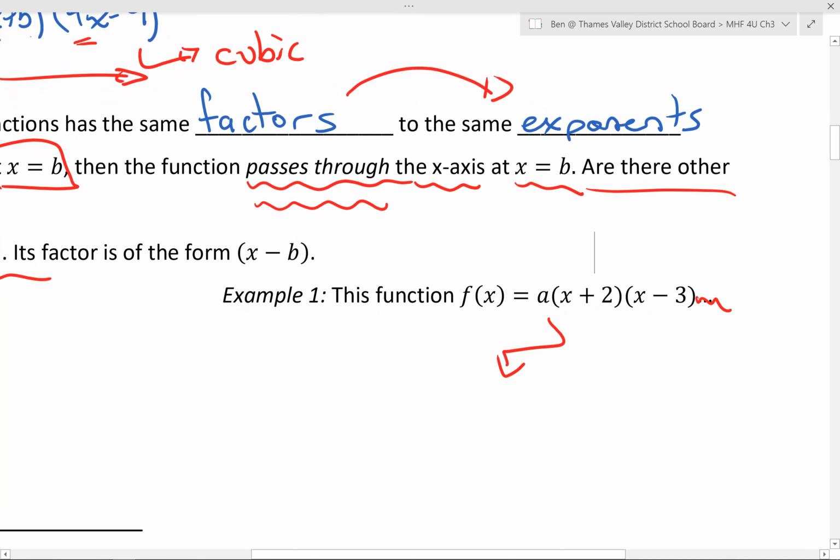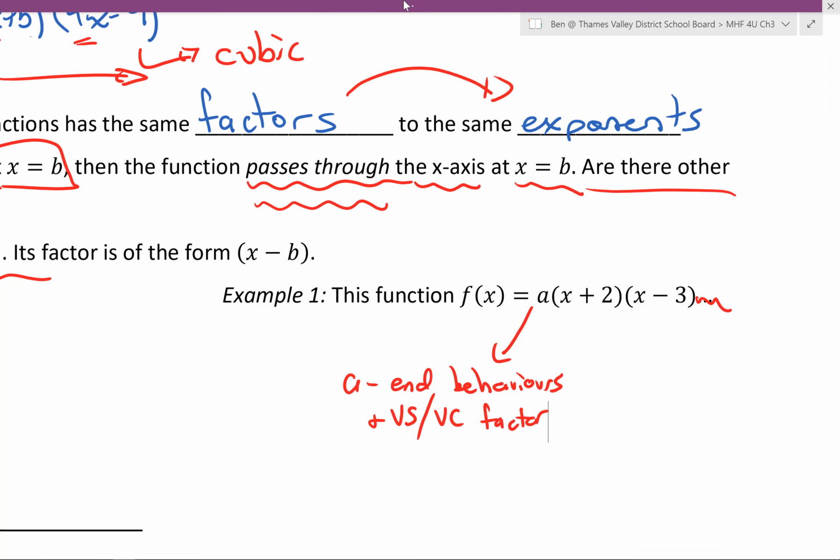What that means that we're working with here, we should remember from yesterday, from a, we can determine our end behaviors. And basically that is a vertical stretch or a vertical compression factor.